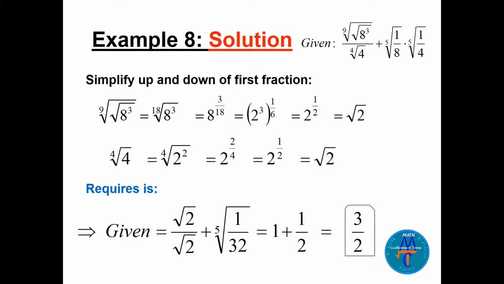Let's see. I will go into details. Simplify up and down of this first fraction here. 9th root of square root of 8 to the power 3. So I can multiply here easily. 9 times 2 is 18, the index. Multiply the indices. 8 cubed is 8 to the power 3 divided by 18, which will be what?